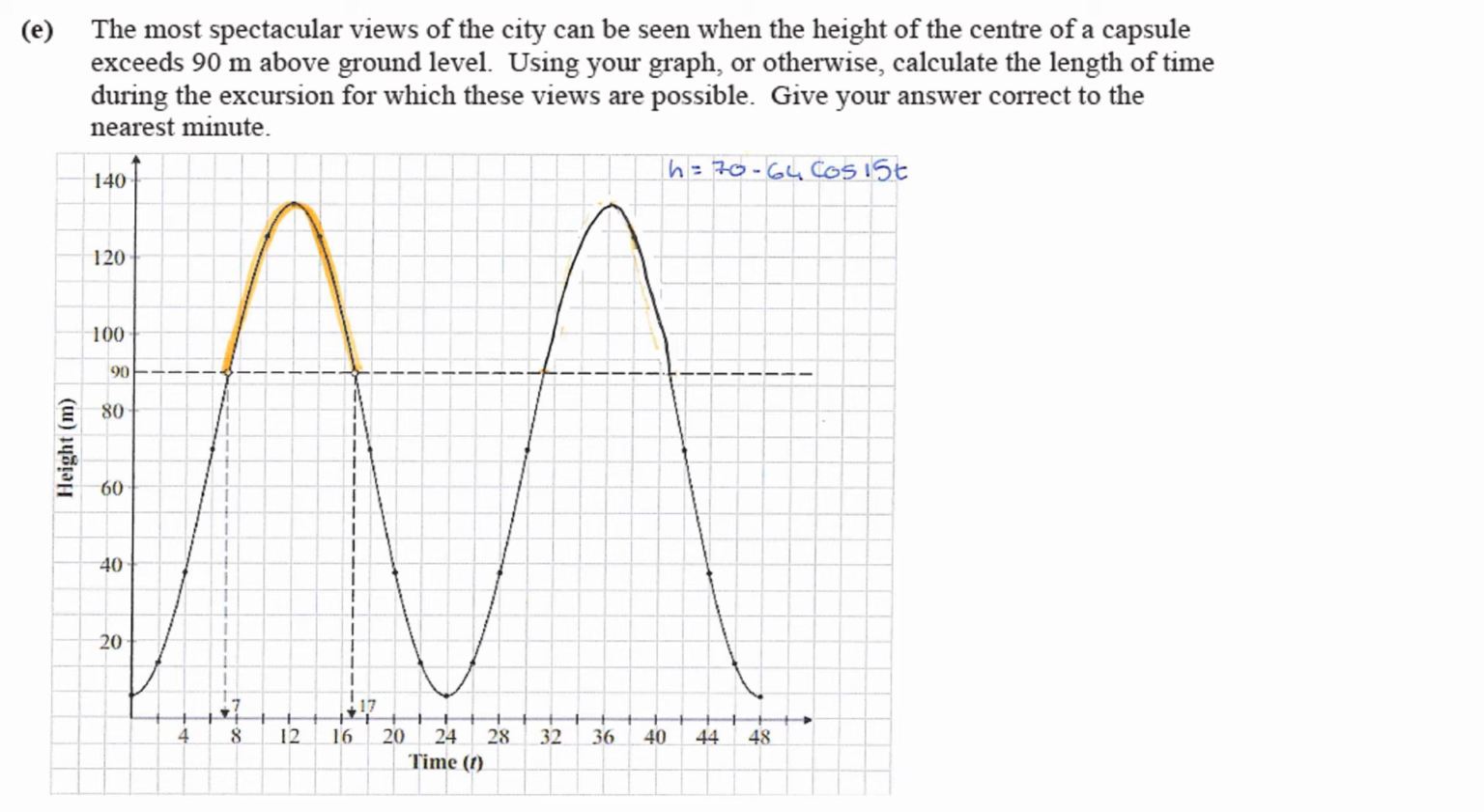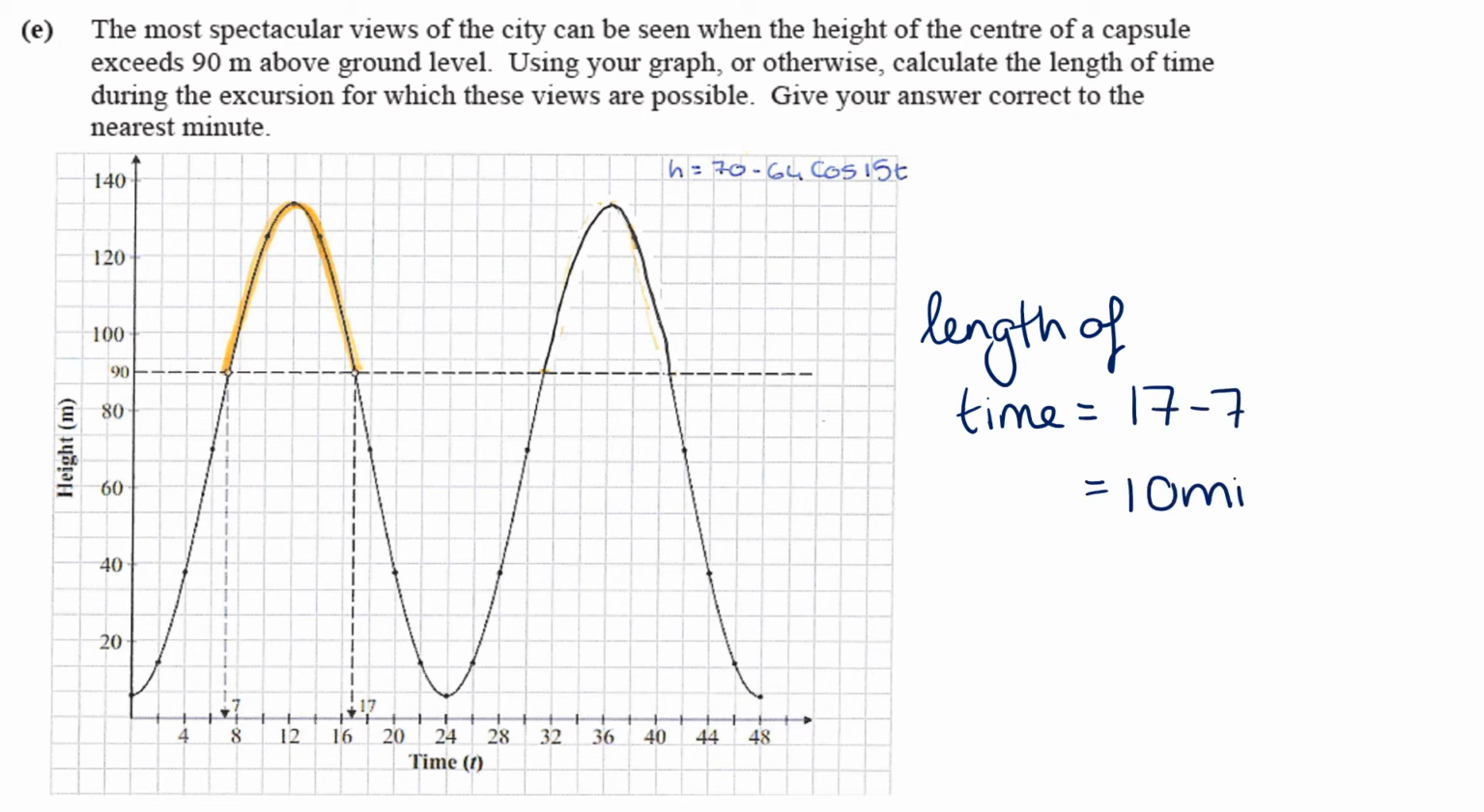So we can work it, and I will show you how to work it more accurately, but here is my graph, and I've highlighted in orange the section that's above 90 meters. So all I've done is I put a horizontal line at 90 and I've highlighted above. So that is between roughly 7 minutes and 17 minutes. So the question asks the length of time. So the length of time is going to be 17, take away the 7, which is going to give us 10 minutes.